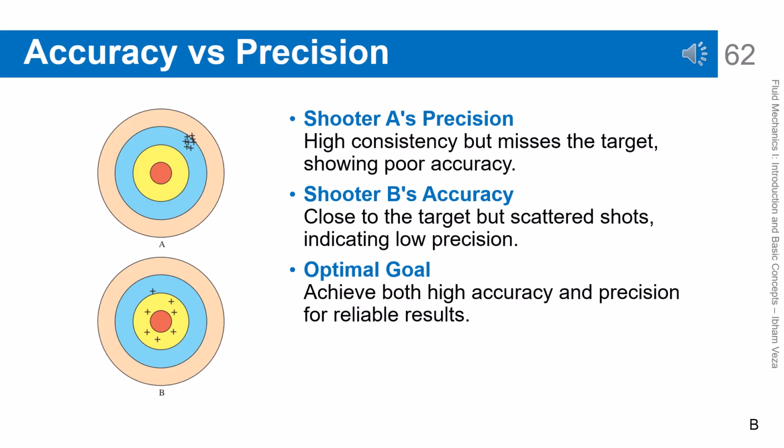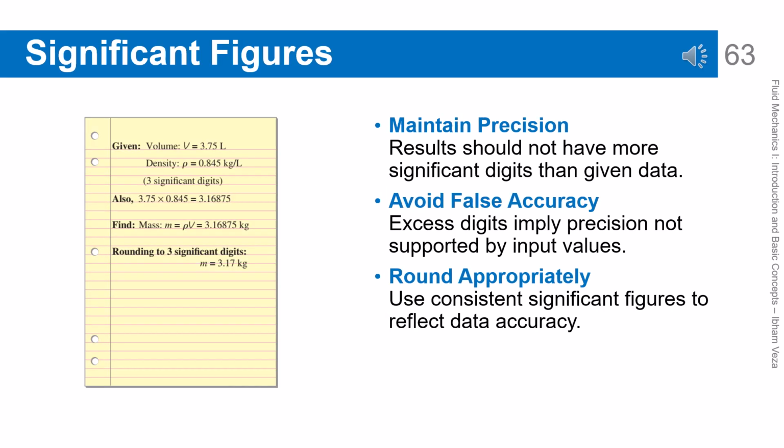Accuracy versus precision. Accuracy indicates how close a measurement is to the true value. Precision indicates how consistent repeated measurements are. A measurement can be precise but not accurate, or accurate but not precise. The ideal goal in engineering is to achieve both at the same time. The shooter example helps build intuition about this difference.